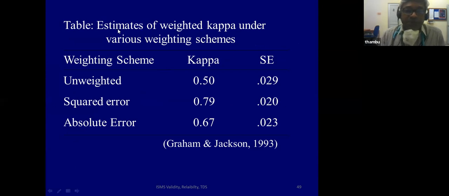This table gives you the estimates for weighted kappa under different weighting schemes: the weighting scheme, the kappa and the standard error. Unweighted kappa is 0.5 and the standard error is 0.029. If you use the squared error method, then the kappa goes up to 0.79 and the standard error is 0.02. If you use the absolute error weighting scheme, then the kappa is 0.67 with a standard error of 0.023.